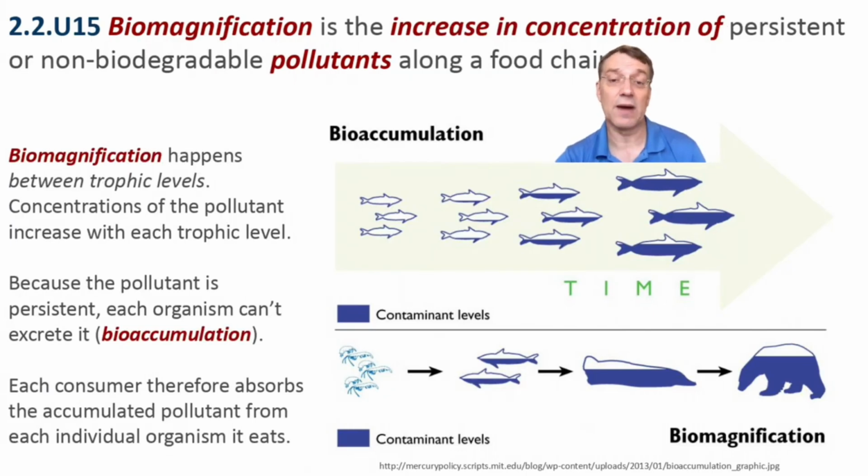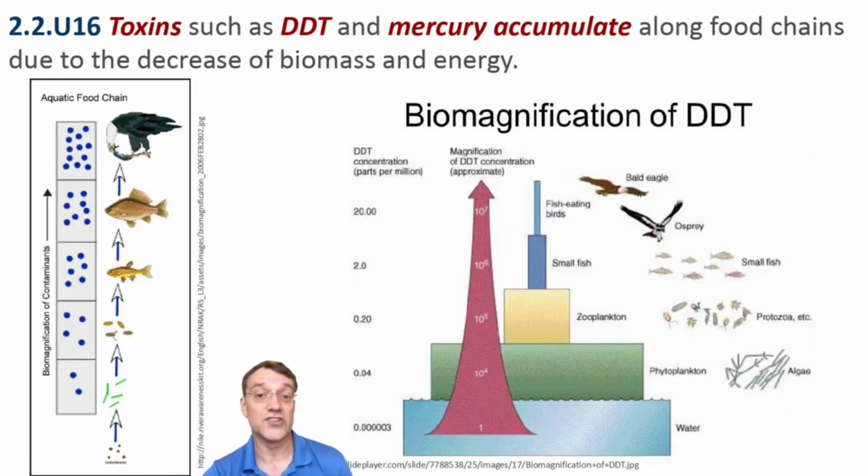Biomagnification is related to bioaccumulation, but it's distinctly different. Biomagnification refers to the increase in the concentration of these pollutants as those pollutants move higher and higher up the food chain. Since each consumer eats many prey organisms, they accumulate all the pollutants those prey had stored, and that leads to increasingly dangerous concentrations at higher trophic levels. Toxins such as DDT and mercury accumulate along food chains due to this biomagnification process.